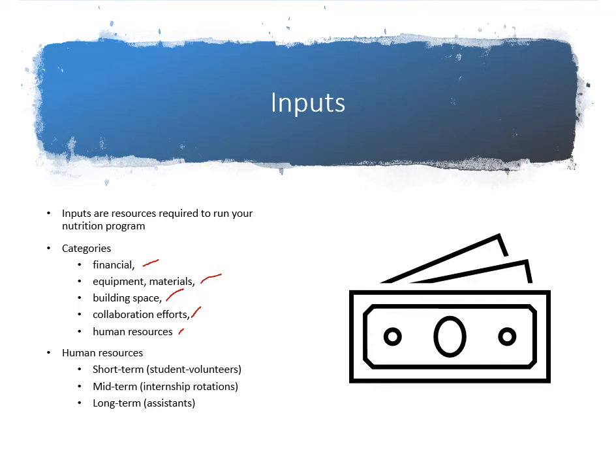And then finally, human resources. And of course, I've broken that up into 3 layers as well. You can look at the short term, midterm, and long term. Student volunteers, maybe an internship rotation, and then a long term human resource would be when you finally get that assistant. But it's important to have good managerial skills and some sort of documentation and some sort of plan for an interaction with human resources on any of these levels.